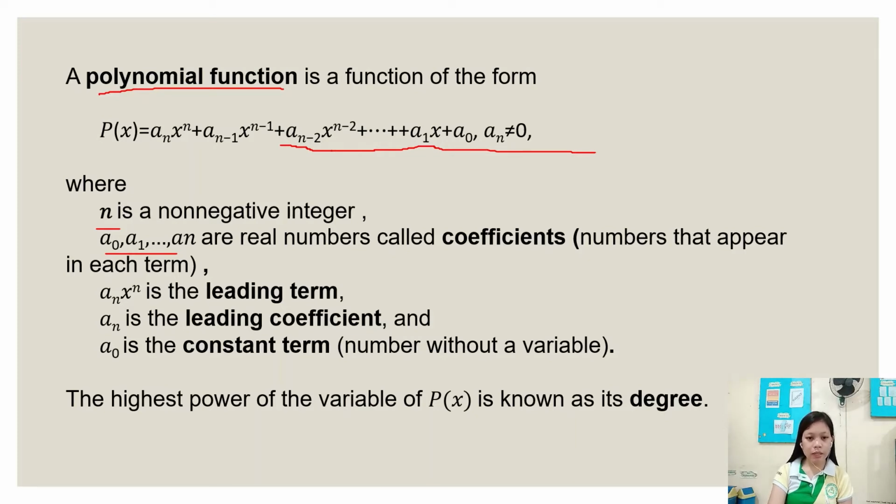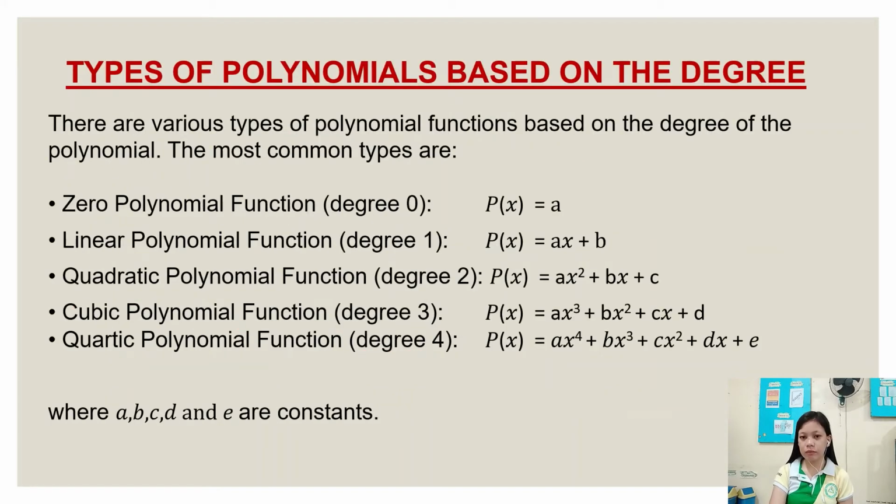So a sub n x to the power of n is the leading term, a sub n is the leading coefficient, and a sub 0 is the constant term, or the number without a variable. The highest power of the variable of p of x is known as its degree. There are different types of polynomial functions based on the degree of the polynomial.